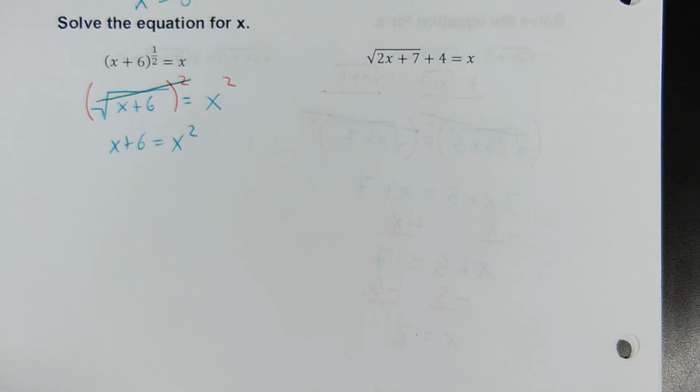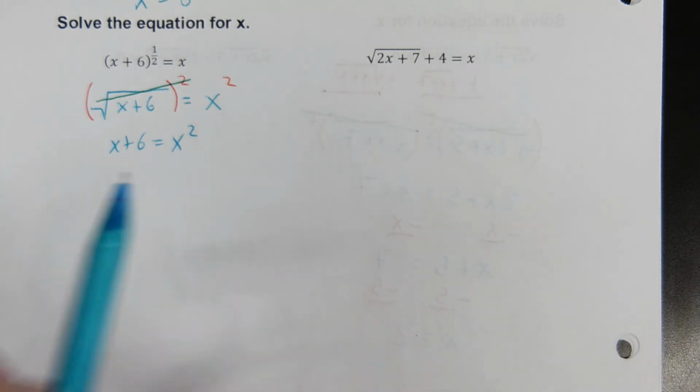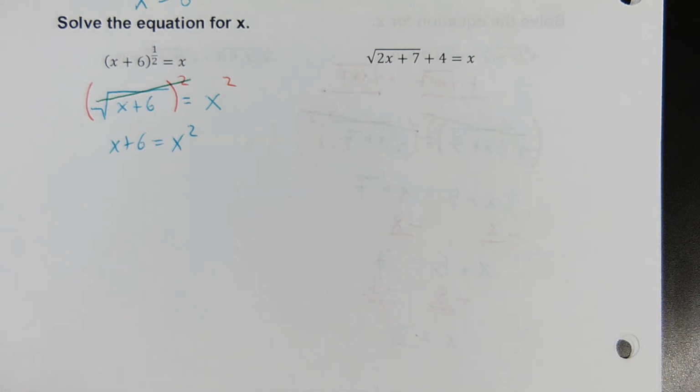This has x's and x squareds. Do we remember how to solve things that have x's and x squareds? Does that mean that nobody remembers, or that you just don't feel like talking to me? Ah, yes, Nick. Do we remember how we would solve a setup like this? When we have x's and x squareds, what do we have to do?